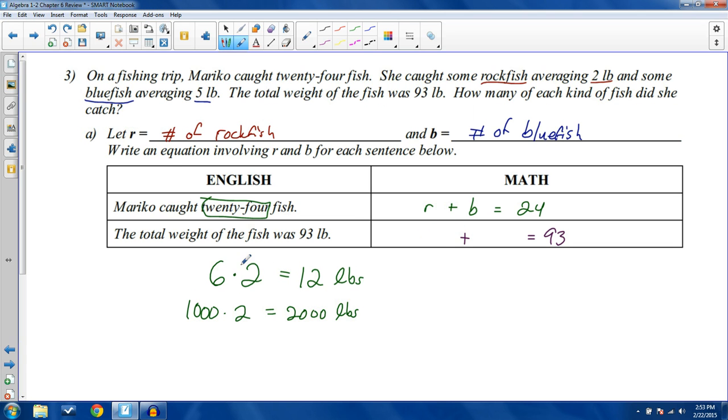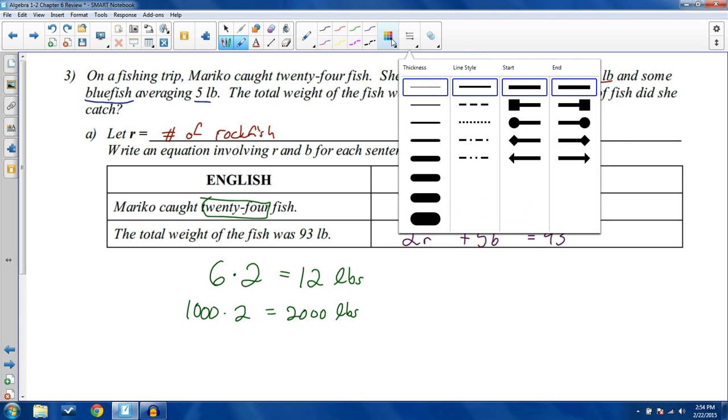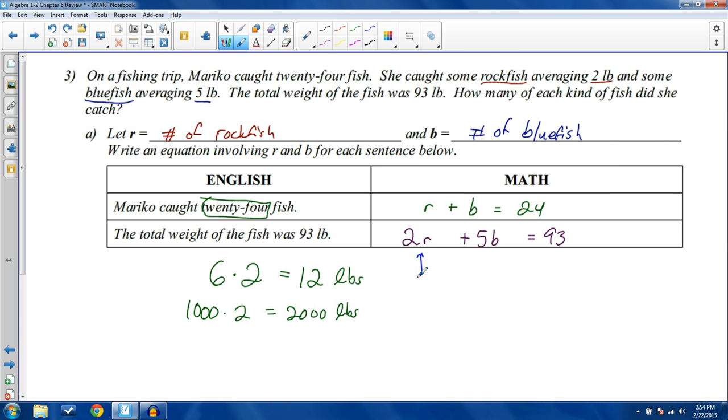So I'm going to take 2 and multiply it by my number of rockfish, that which I do not know, but I'll multiply it by it. This unit here is in pounds. Same with my bluefish. Now bluefish average 5 pounds each, so if I take 5 pounds per bluefish and multiply by the unknown number of bluefish, then I also get a unit of measurement in weight, in pounds. So total, this is pounds plus pounds equals pounds. And that's the only way that you can set up equations. Each unit has to add together and make sure that they're the same unit.